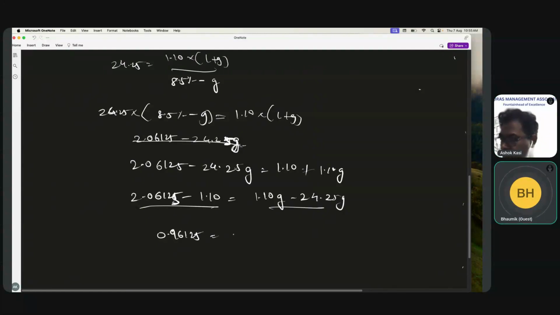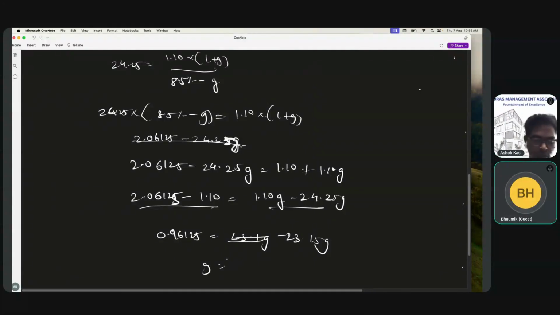0.96125 is equal to how much is this coming to? 23.15. It is coming in minus, right? 1.1 minus 24. That is not possible. Now you are doing some calculation mistakes. Okay, I'll do it now.